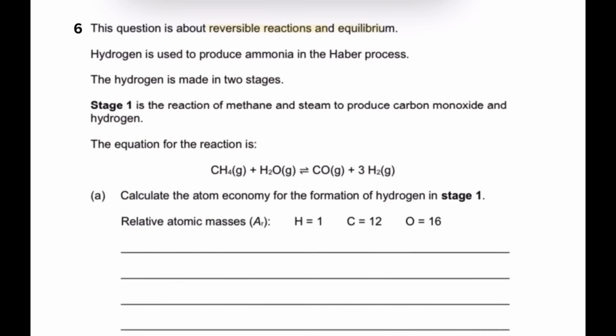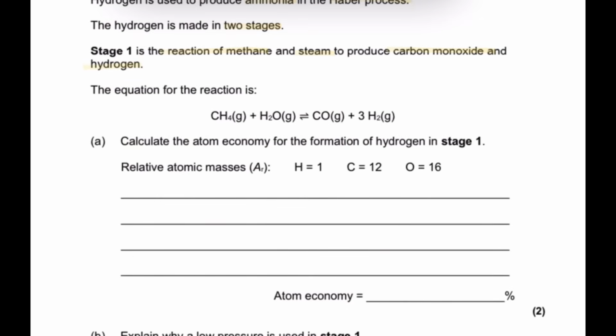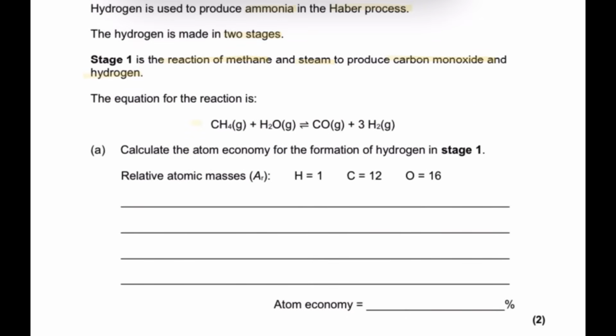6. This question is about reversible reactions and equilibrium. Hydrogen is used to produce ammonia, and this is in the Haber process. Hydrogen is made in 2 stages. Step 1, the reaction of methane and steam to produce carbon monoxide and hydrogen, and the equation for the reaction is over here. A. Calculate the atom economy for the formation of hydrogen in stage 1.